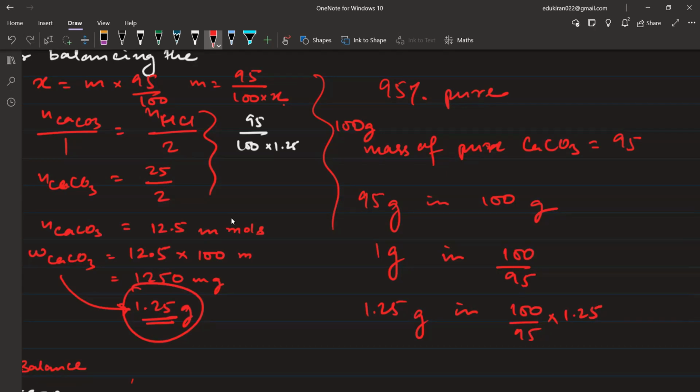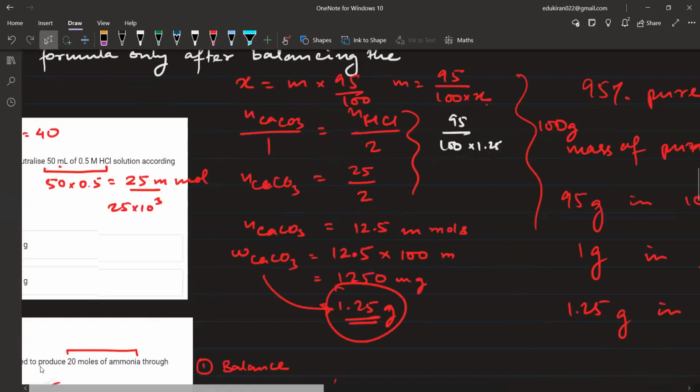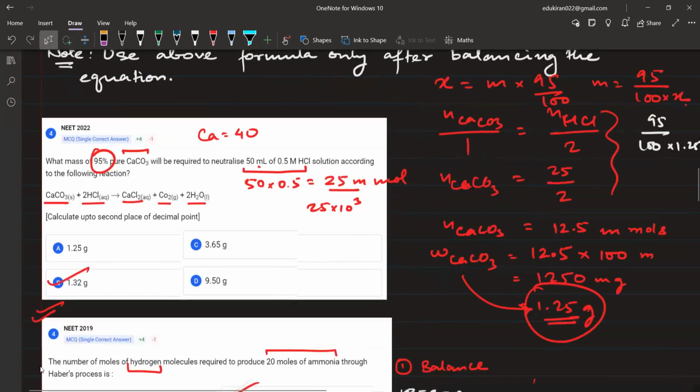And this is going to give you 1.3157, which will be approximately equal to 1.32 grams, जो कि आंसर है आपका C. Which was evident because 1.25 से थोड़ा ही ज्यादा होगा, तो 3.65 and 9.5 is way higher. 1.25 हो नहीं सकता because it is not pure CaCO3. So 1.32 is going to be the answer. Please write this down.